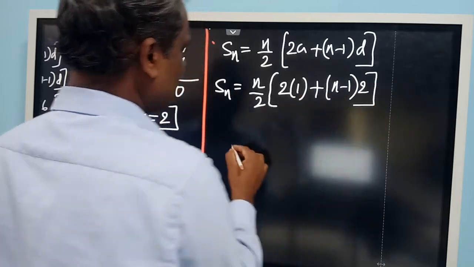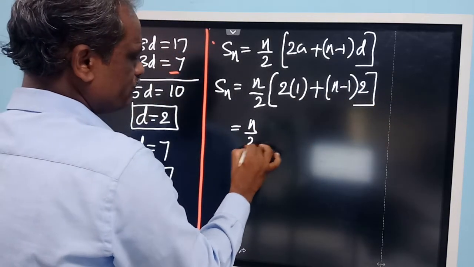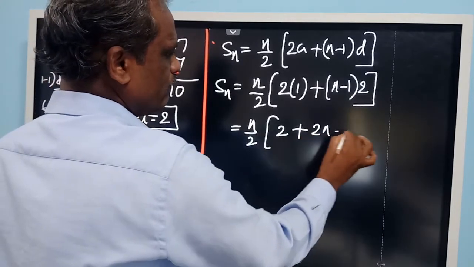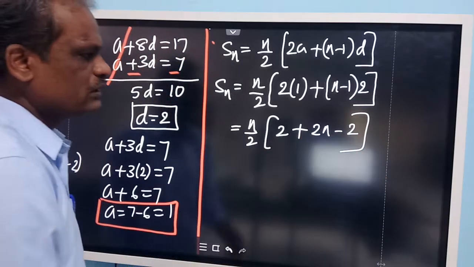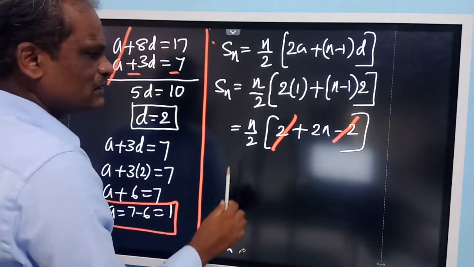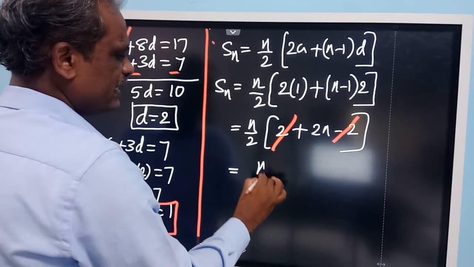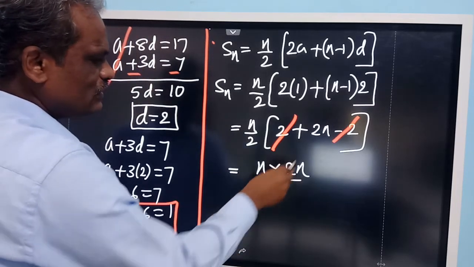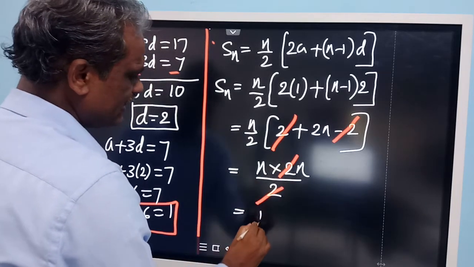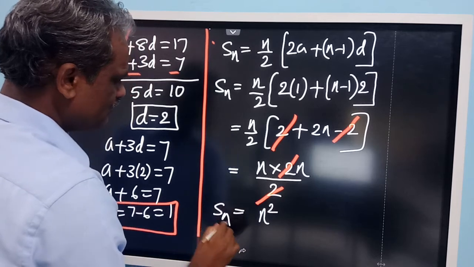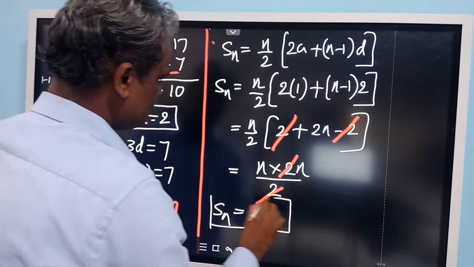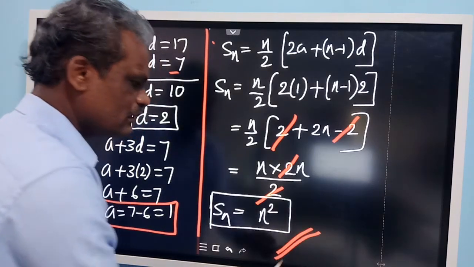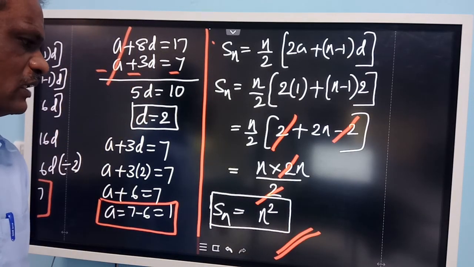So simplify the equation. It is n by 2, then 2 plus, multiplying this out, 2n minus 2. Here plus 2 and minus 2 cancel. So what you are getting is n into 2n by 2. Again you can cancel 2 and 2 here. So you are getting n square. The sum of the first n terms of this arithmetic progression is n square. N square is the solution here.